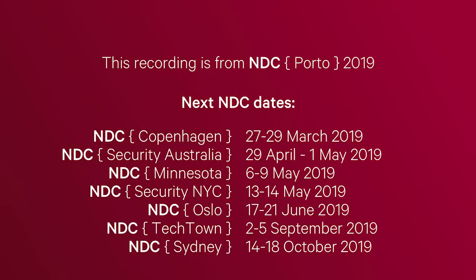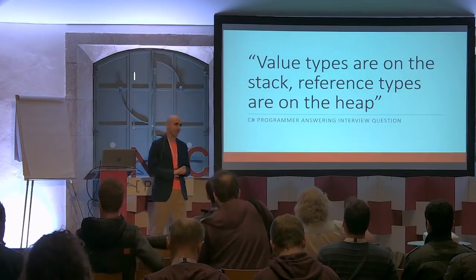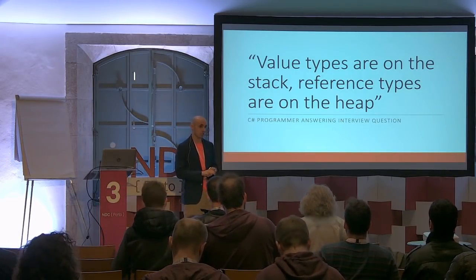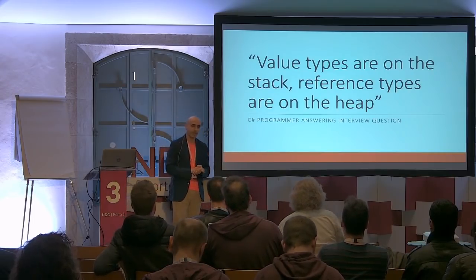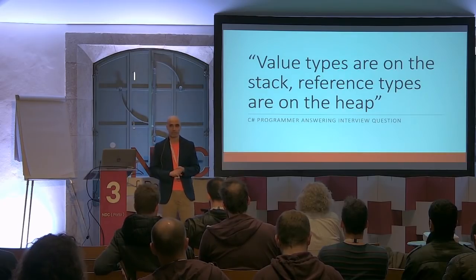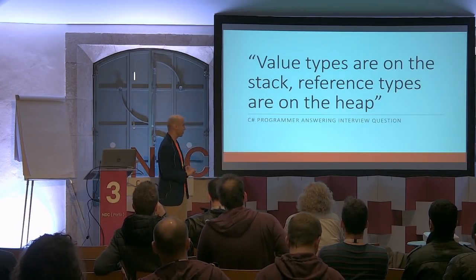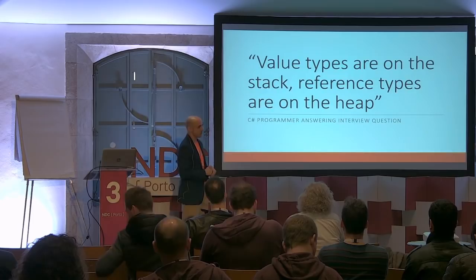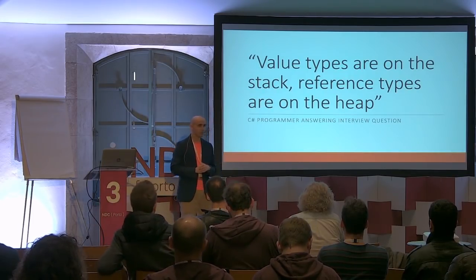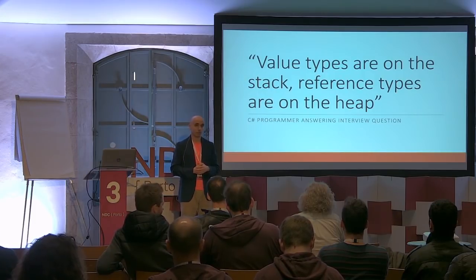So let's actually begin. What you can see on the screen right now is a typical answer for a pretty common C#.NET interview question, namely where are objects stored, where are value types stored, and where are reference types stored in the .NET platform. And the typical answer is value types are on the stack, reference types are on the heap. You could answer it in this way, and this would probably be right.